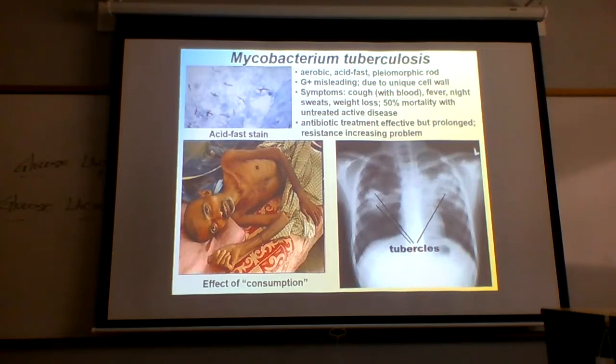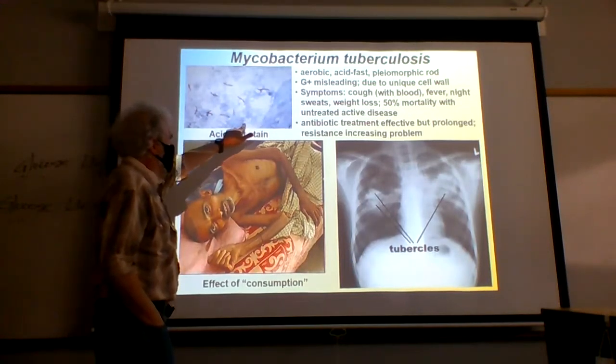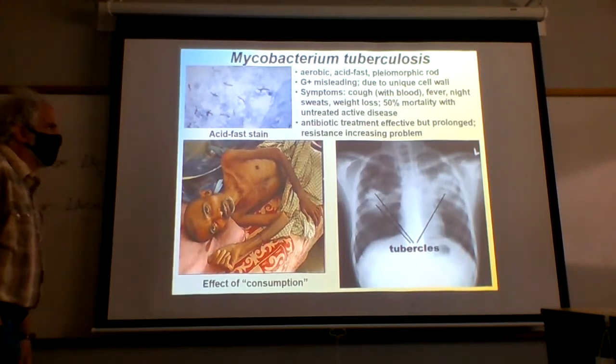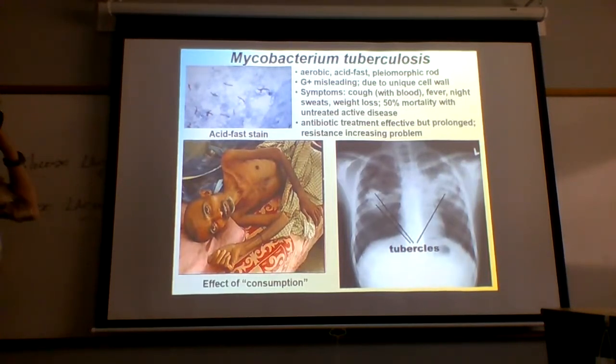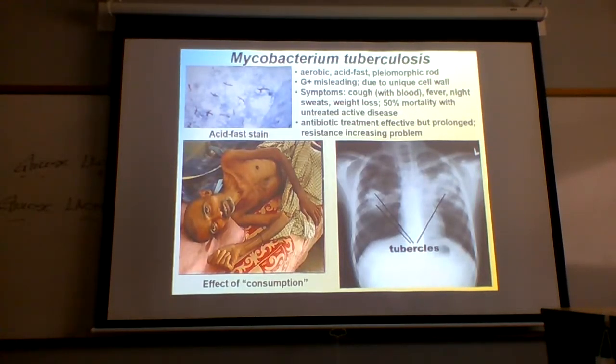So TB, tuberculosis, it's an aerobic bacterium, and it is generally a rod shape. It's gram-positive, and it is a little strange for its cell wall shape. You end up with a bloody cough, fever, night sweats. Over time, it begins to affect the overall metabolism, and you end up with weight loss and a fairly high death rate if it's untreated.